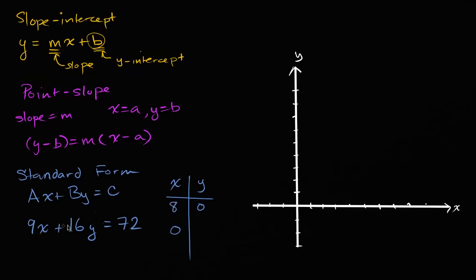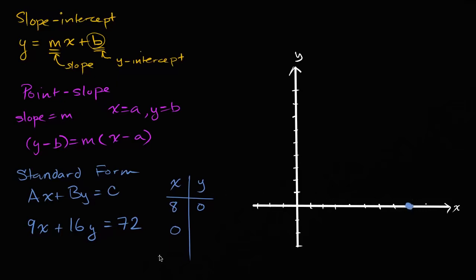Once again, that was pretty easy to figure out. This term goes away, and you just have to say, hey, 9 times x is 72. x would be 8. When y is equal to 0, x is 8. So the point, let's see, y is 0, x is 1, 2, 3, 4, 5, 6, 7, 8. That's this point right over here, and this point is the x-intercept. When we talk about x-intercept, we're referring to the point where the line actually intersects the x-axis.